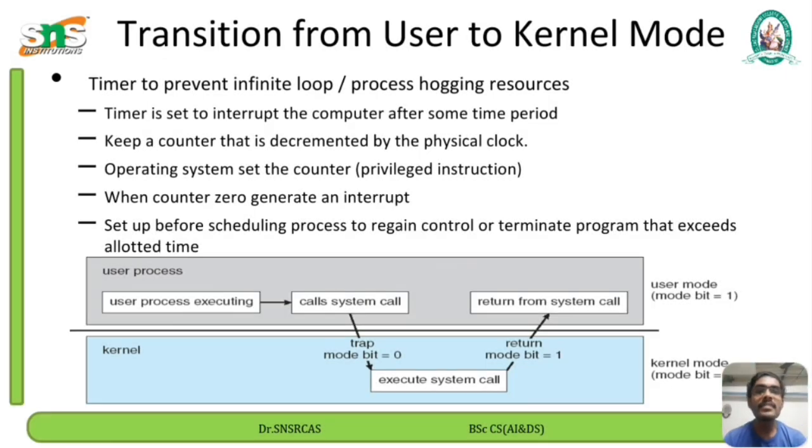There is a counter that is decremented by a physical clock. Once the counter reaches zero, the interrupt signal occurs. The operating system sets the counter by a privileged instruction. When the counter gets to 0, the interrupt will occur. This is set up before scheduling a process, to regain control or terminate a program that exceeds its allocated time. From this simple diagrammatic representation, we can understand how a user process is transmitted from user mode to kernel mode.